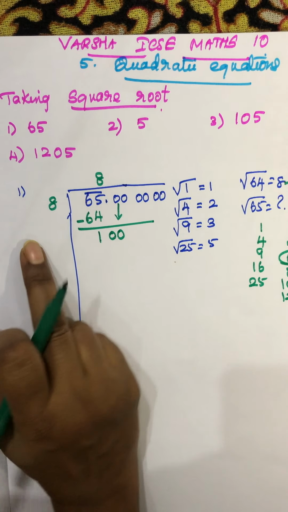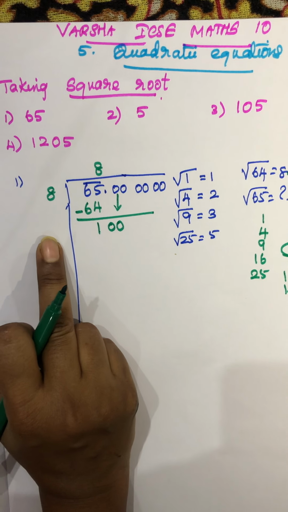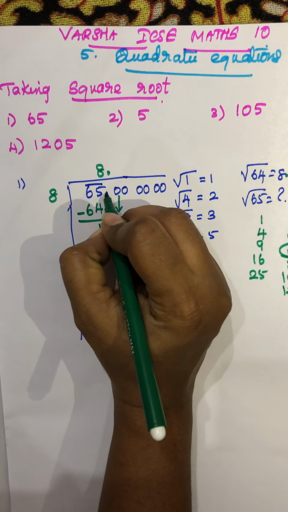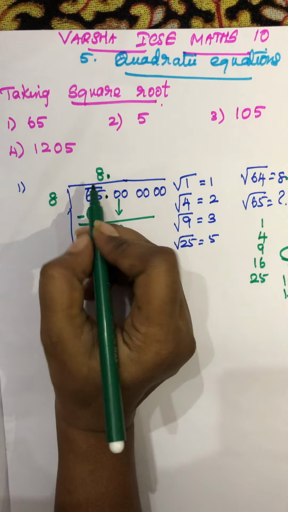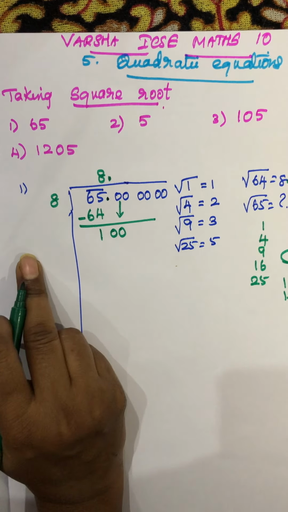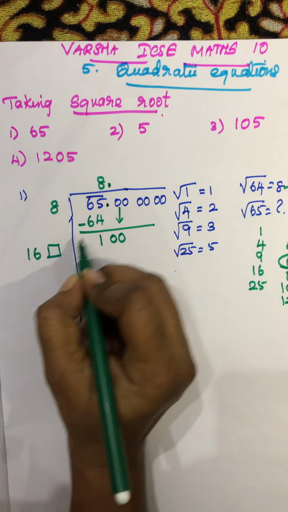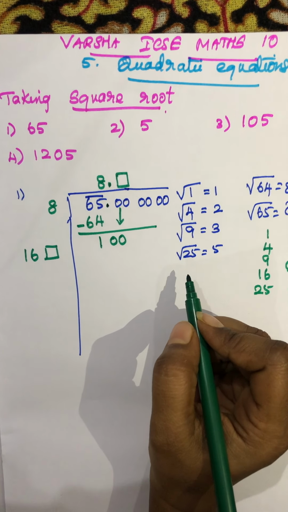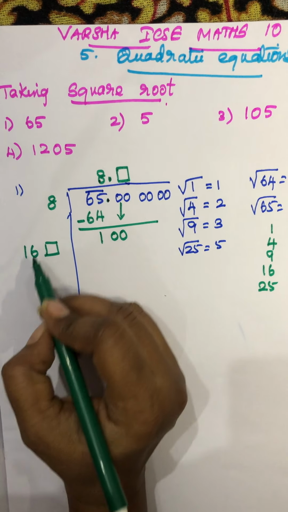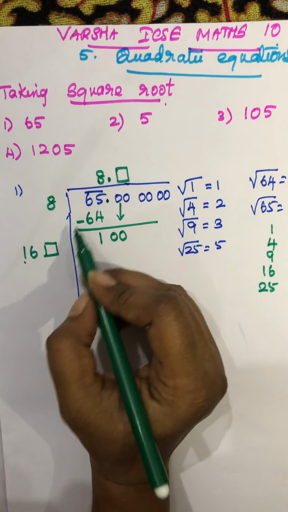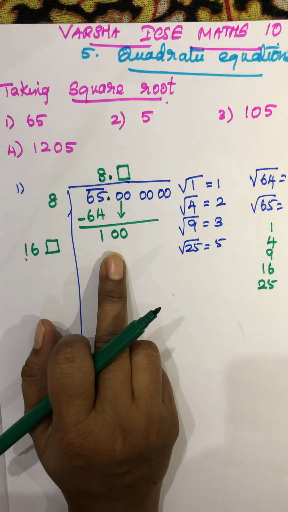See, this place is important for finding the square root. Give decimals also here. Here you have to multiply the first number by 2. So 8 twos are 16, and give a box. So you have to find the box number such that when multiplied you get 100. Do you understand that?